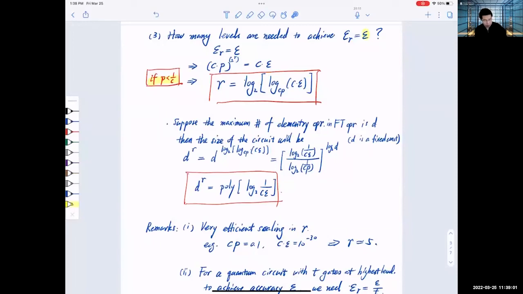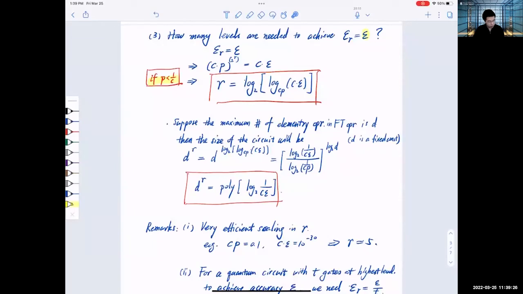That indicates that with five concatenated levels of coding, you can already suppress the error to 10 to the minus 30. That can be a really, really small number, which is good enough for most of the computations that we're interested in. Moreover, the physical resources, and you can also go through the computation by checking the notes, will only scale polylogarithmically, which is a polynomial of the log of 1 over epsilon.